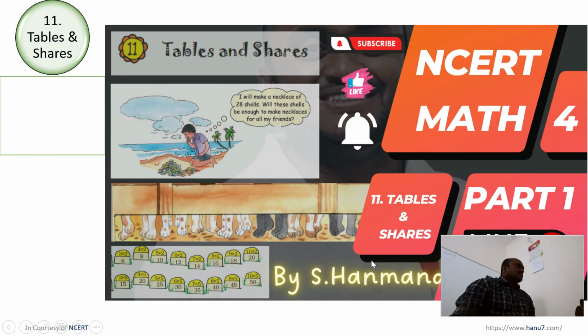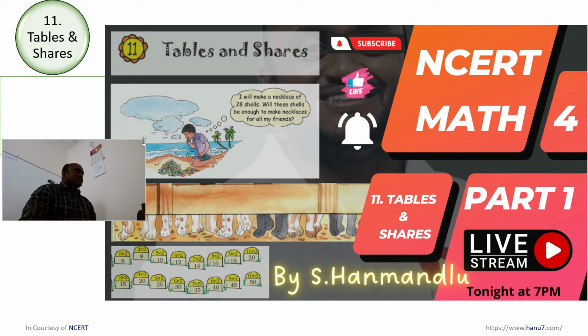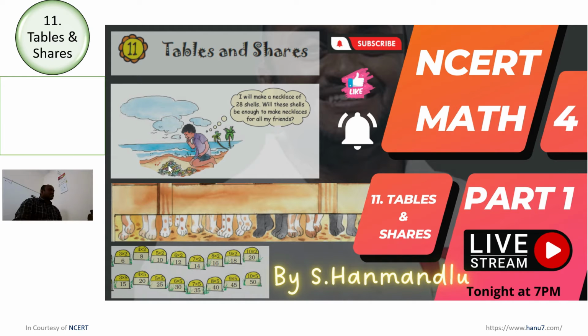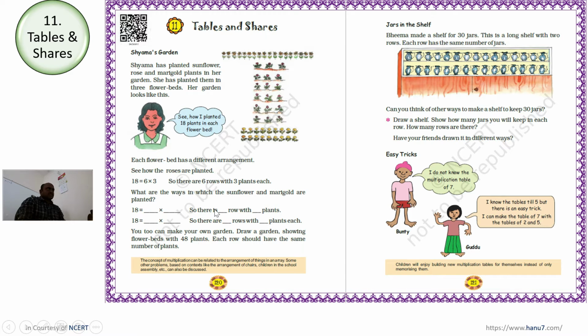Welcome back to this screen. In this we are going to see the tables and shares starting from the part 1 what we have learned, and then we will move to the part 2. So first let me quickly go through the part 1 presentations. There we have seen the NCERT Math Magic chapter 11 tables and shares part 1. We have seen these flower beds of Shama, and then we have seen the rack of Bhima.